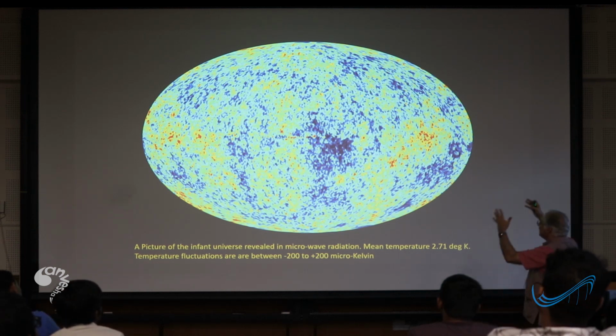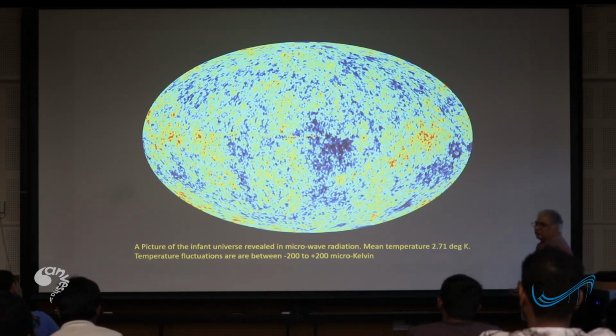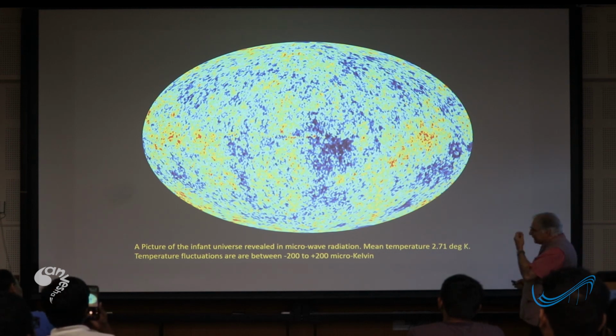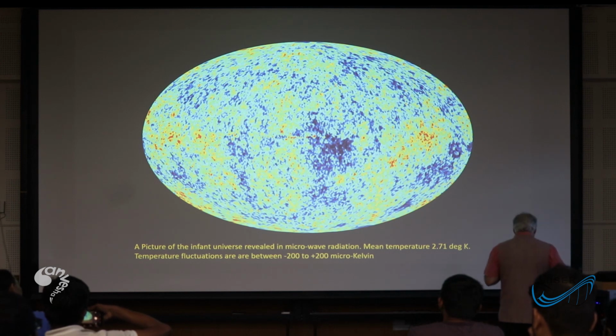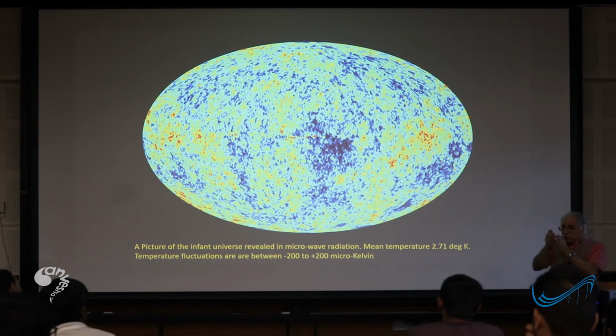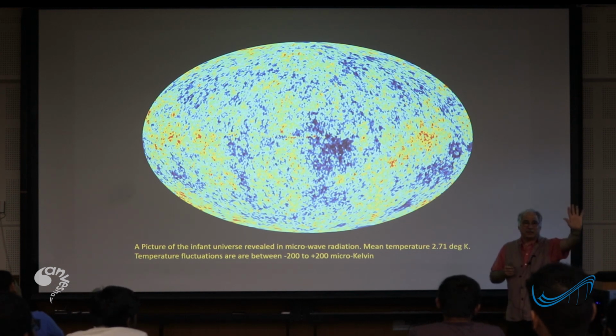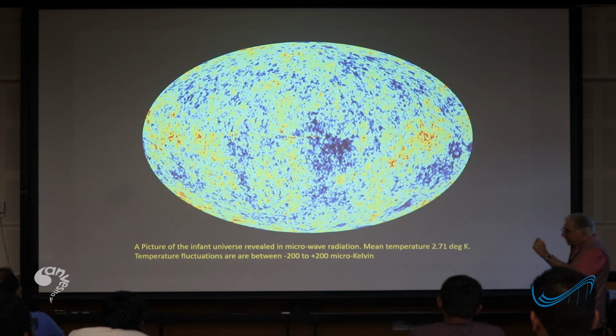This is an experimental view. And what is this telling you? These are heat spots, actually. Means these are fluctuations in the temperature of the cosmic microwave background radiation. Okay? These are fluctuations. Hot is red and blue is cold. Okay, so these are fluctuations.